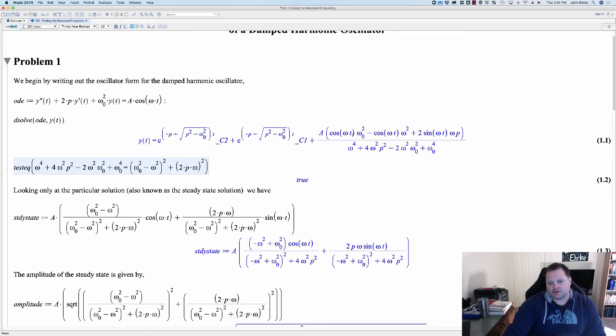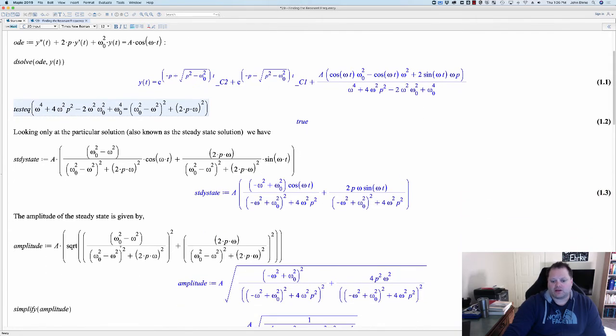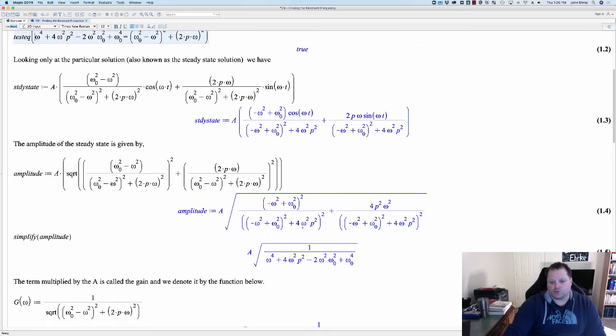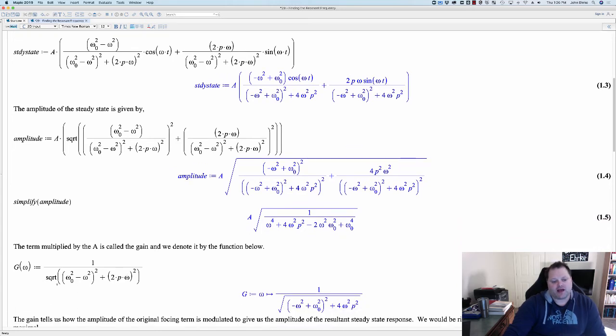And you can see here, if you factor out cosine omega t, you get omega naught squared minus omega squared over this denominator, plus here you get 2p omega over the same denominator. Calculated the amplitude, and then this is that gain function, 1 over the square root of that stuff that we got in class together. So I've defined the gain right here. And what we're after is maximizing this function. I want to maximize the gain function.